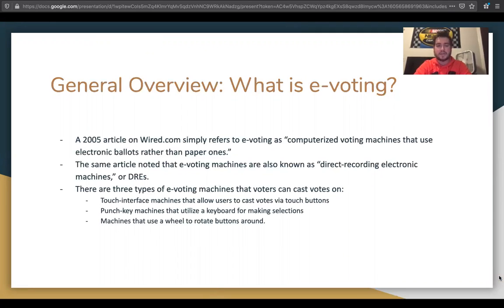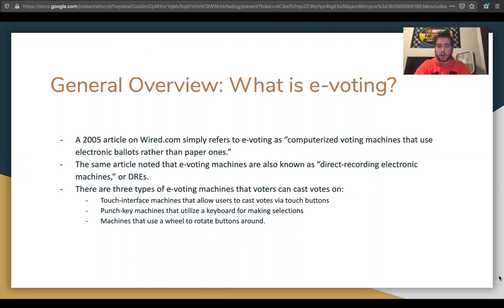A 2005 article on Wired.com simply refers to e-voting as computerized voting machines that use electronic ballots rather than paper ones. That article came out a little bit before the advent of online voting. There are some countries and even some jurisdictions in the United States that will allow people to fill out their ballots online and do it without ever having to go to a polling place or mail in a ballot. So those are two types of electronic voting. But we're going to focus on machines here for just the next little bit.